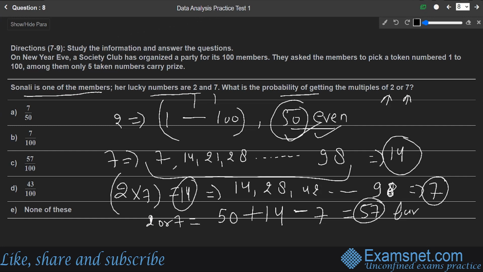Total number of cases is obviously 100. So the probability becomes 57 by 100. That is what the probability is. It is available in option number C.